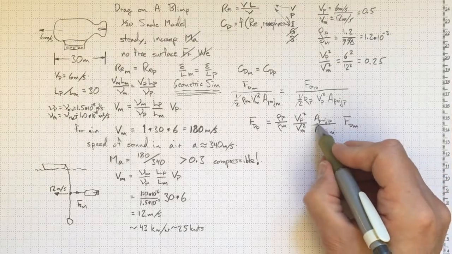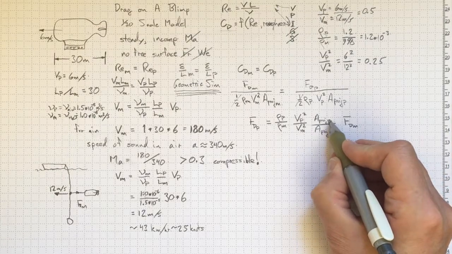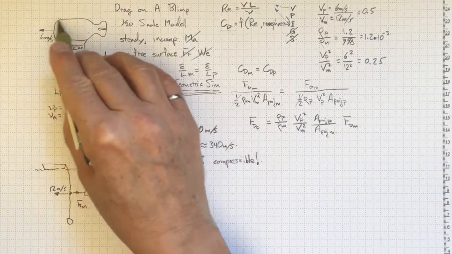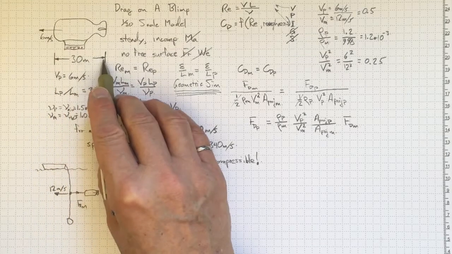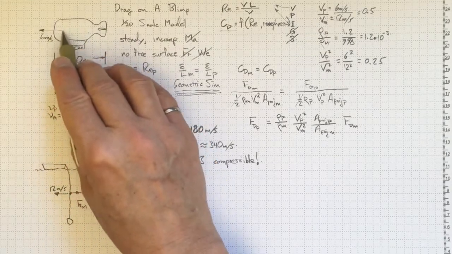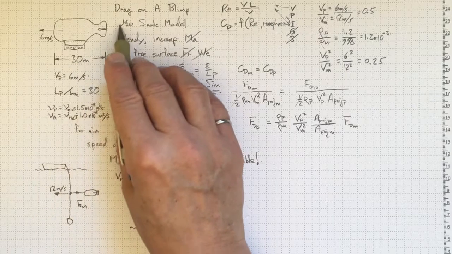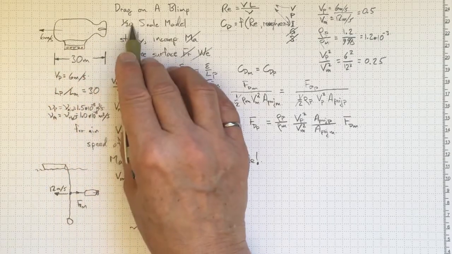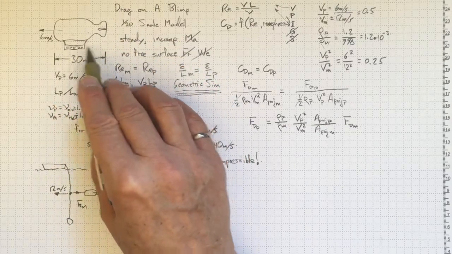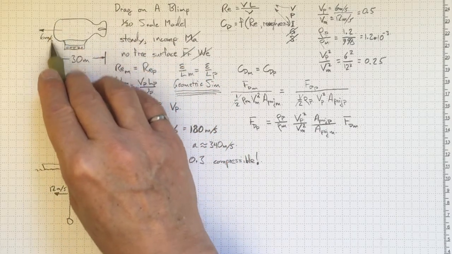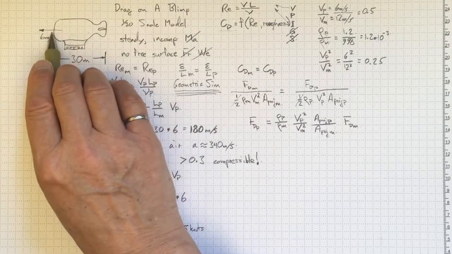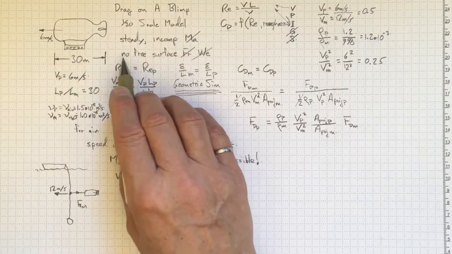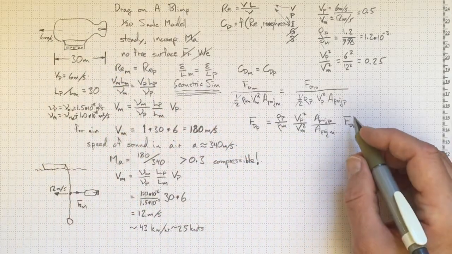And finally, the ratio of the projected areas. Well, we don't know what the area of the front of this blimp model is. We know its length. We don't know what the area is. But if we're scaling all of the lengths down from 30 meters down to 1 meter, a factor of 30, then the diameter will go down by a factor of 30. The width will go down by a factor of 30. So the area will go down by a factor of 30 squared.